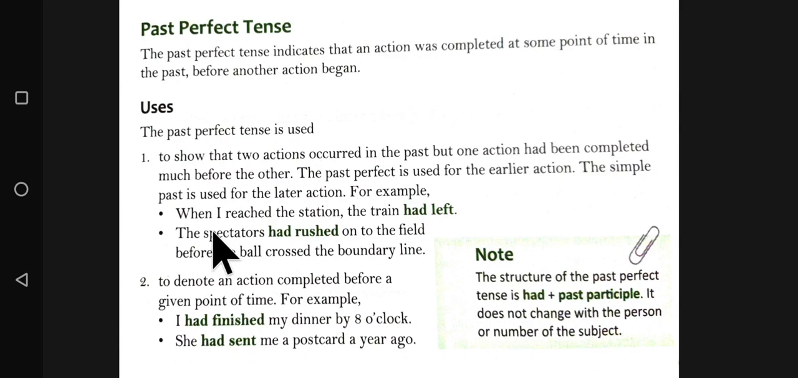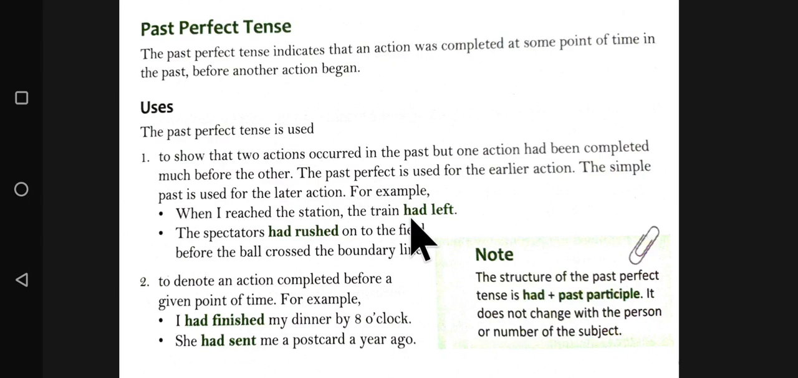Example, when I reached the station, the train had left. So as you can see, here are two actions students, reaching to the station and the leaving of train. So the past perfect tense is used for the earlier action. So what is the earlier action out of these two? The earlier action is the train had left. Okay, so in such cases we use past perfect tense.